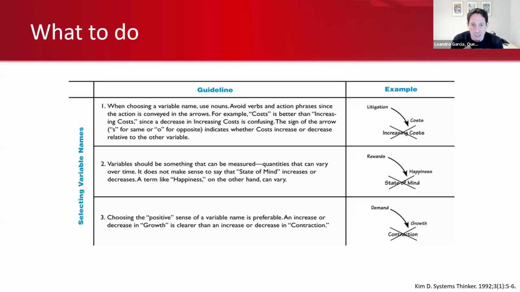Here again, we have the example of growth or contraction. In this case, the preferred use is growth, because it makes it easier for us to explain, and even avoids a double negative. If demand increases, growth increases, right? If demand increases, contraction decreases. It is harder for our brains to get around that sentence than, if demand increases, growth also increases.